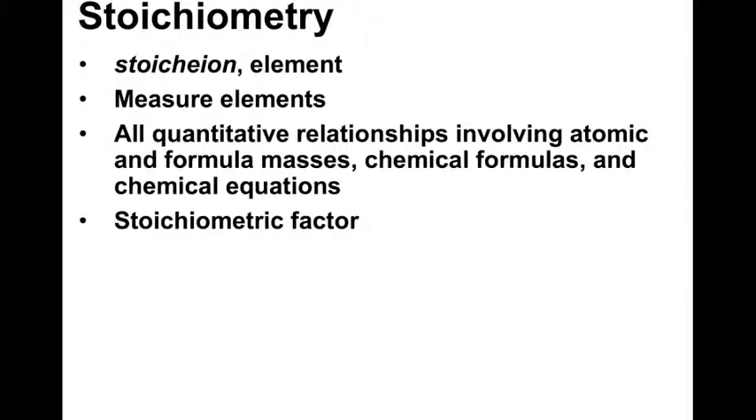So in stoichiometry, the balanced chemical equation is the most important thing, because we get the stoichiometric factor from the balanced chemical equation. So what is the stoichiometric factor? In simple terms, it's the ratio of the substances in a chemical reaction.